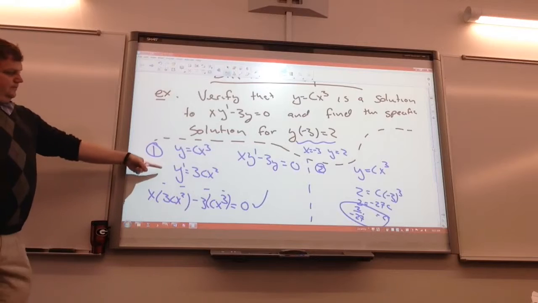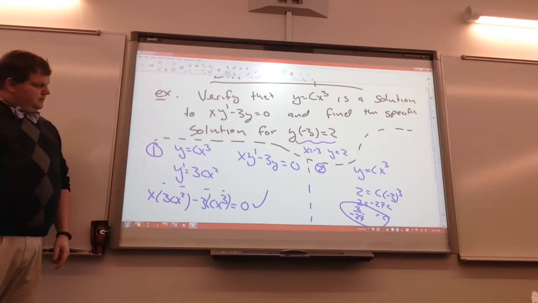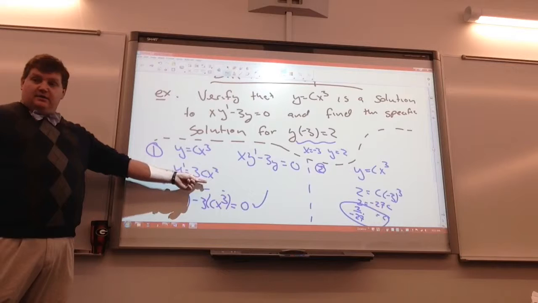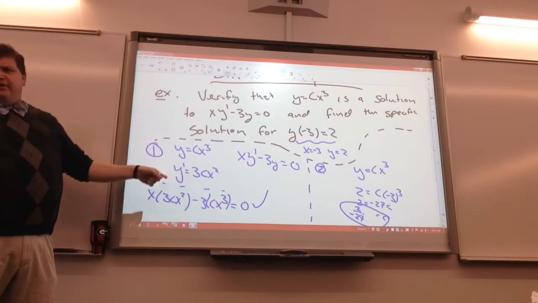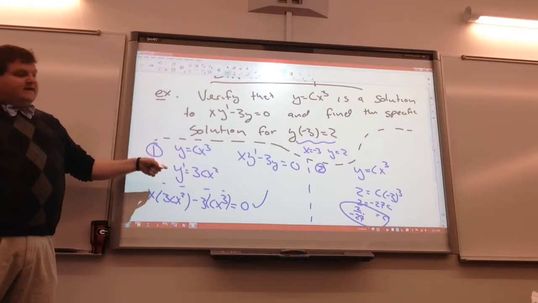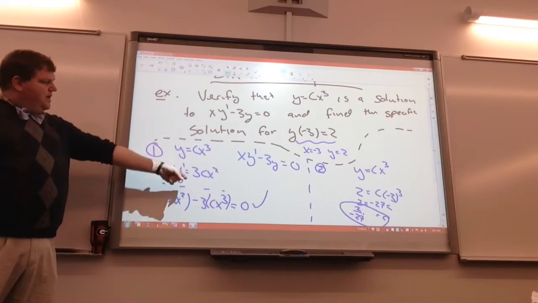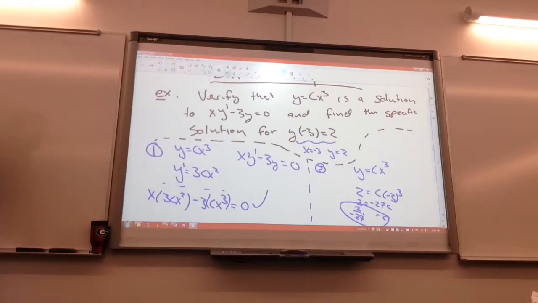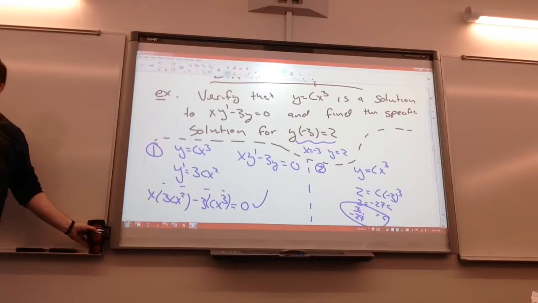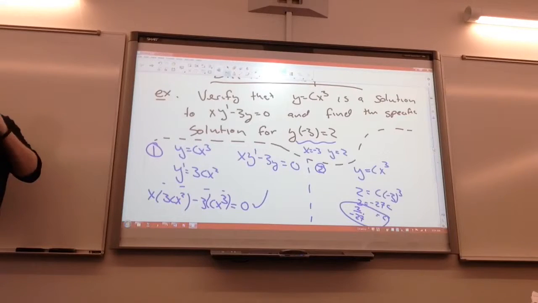Why would you plug it in 3cx squared? Because, again, I'm given that y is equal to 2. I don't know anything about y prime yet. If I did that, I would just know that y prime would be 3 times c times 9, so it would be 27c. That doesn't help me very much if I don't know what c is. Why did I take the derivative of y equals cx cubed to begin with?